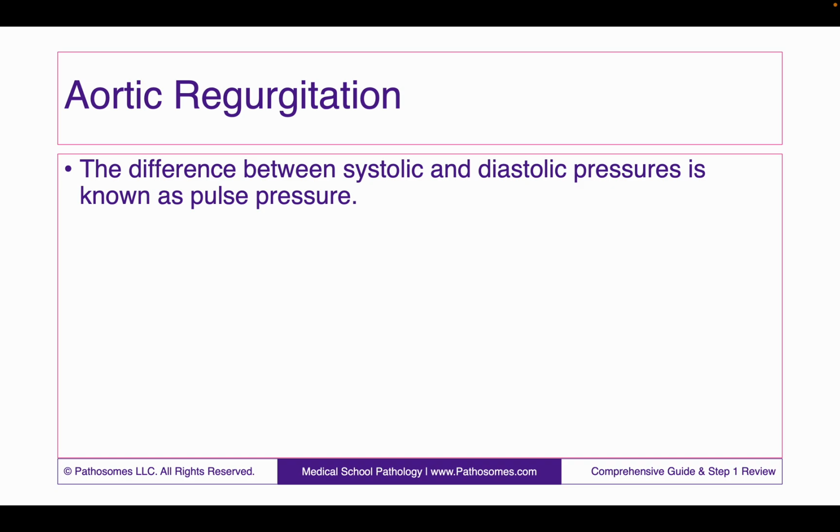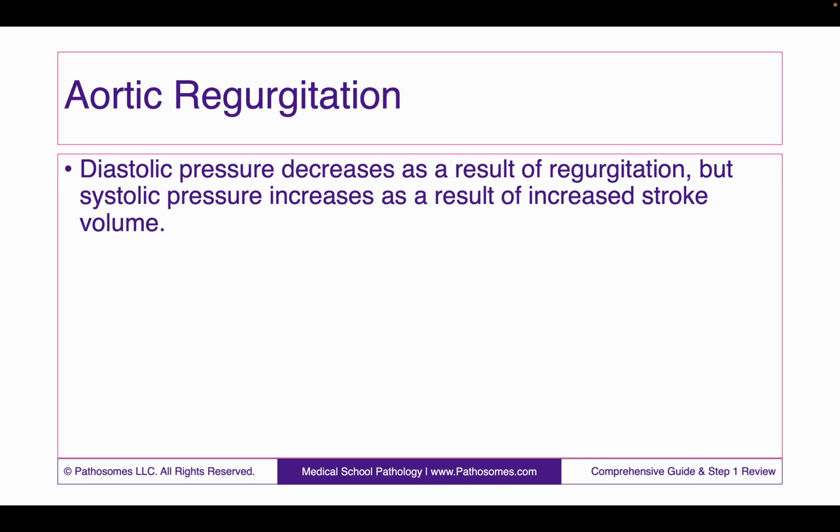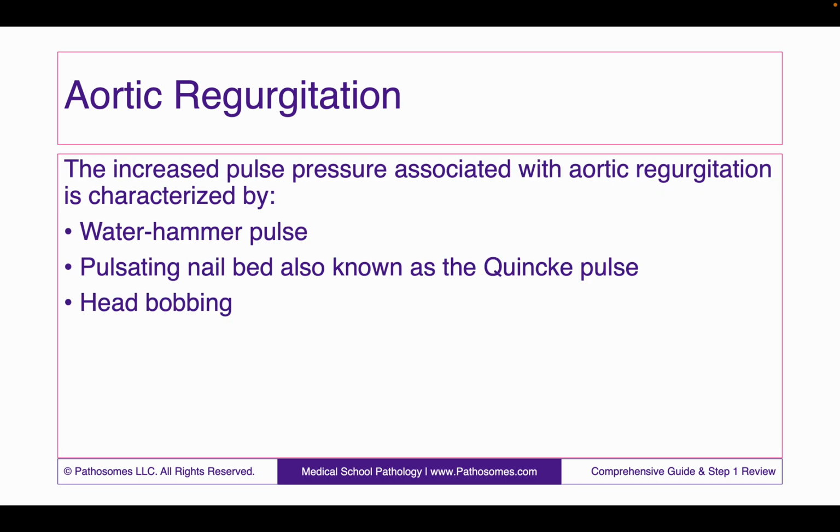The difference between systolic and diastolic pressures is known as the pulse pressure. Diastolic pressure decreases as a result of regurgitation, but systolic pressure increases as a result of increased stroke volume. The increased pulse pressure associated with aortic regurgitation is characterized by some key physical findings, which include water hammer pulse, pulsating nail bed, known as the Quincke pulse, as well as head bobbing, right? So you might see those in a clinical vignette setting you up for aortic regurgitation.